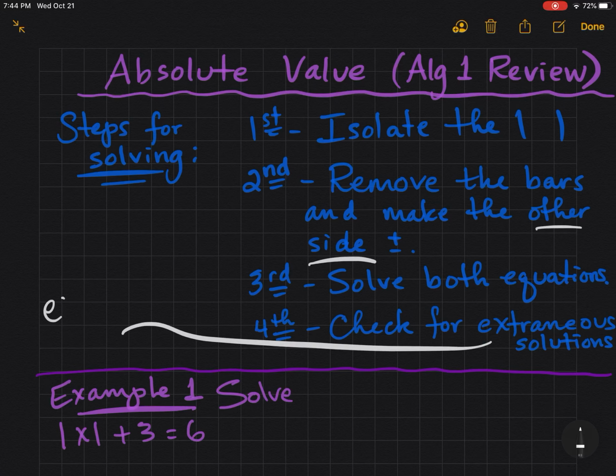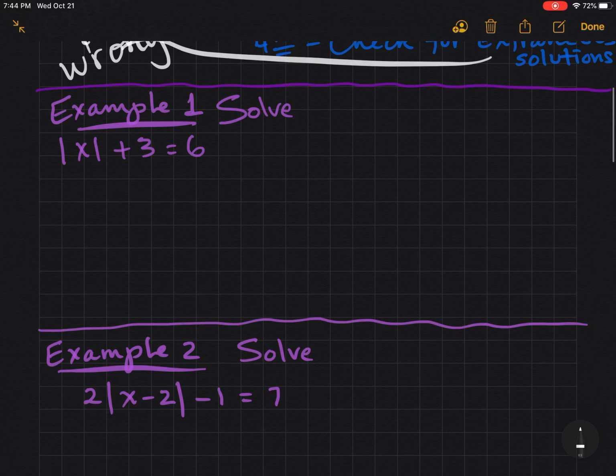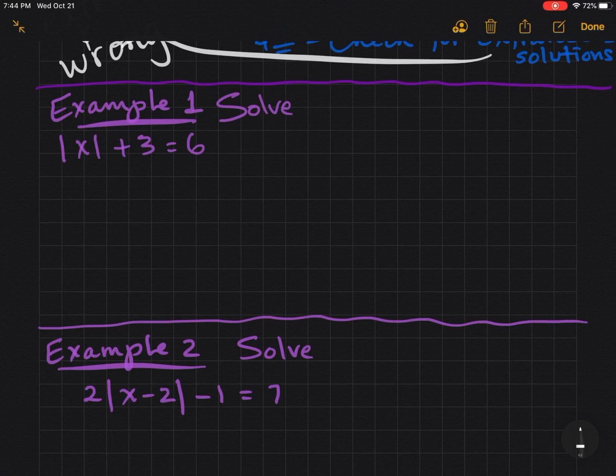Extraneous, that means that they're extra and they're wrong. So they don't solve the original; they don't work if you plug them back into the original equation. So absolute value equations, you have to check. Example 1, let's solve. So the first step says isolate the absolute value bars.